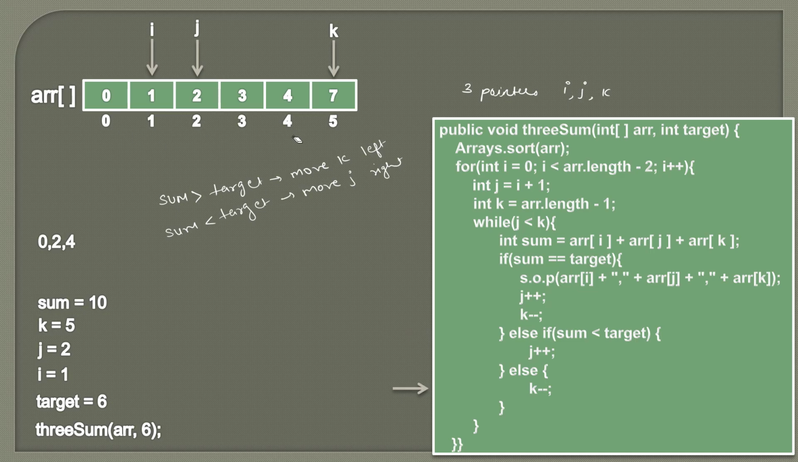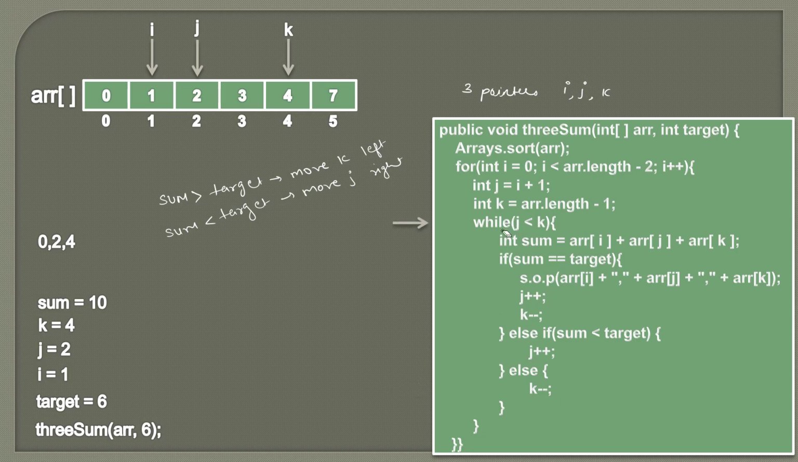The array is sorted. So if we move k to the left, we will get a smaller number, so that in the next iteration this sum will be reduced and can match the target. Because currently sum is greater than target, we need to reduce this sum. Currently the value is 7, which is being used up in forming the sum. If we shift k this side, we will get a lesser value. So in the next iteration, our sum will be closer to target. So therefore we are decrementing k. So k becomes 4.